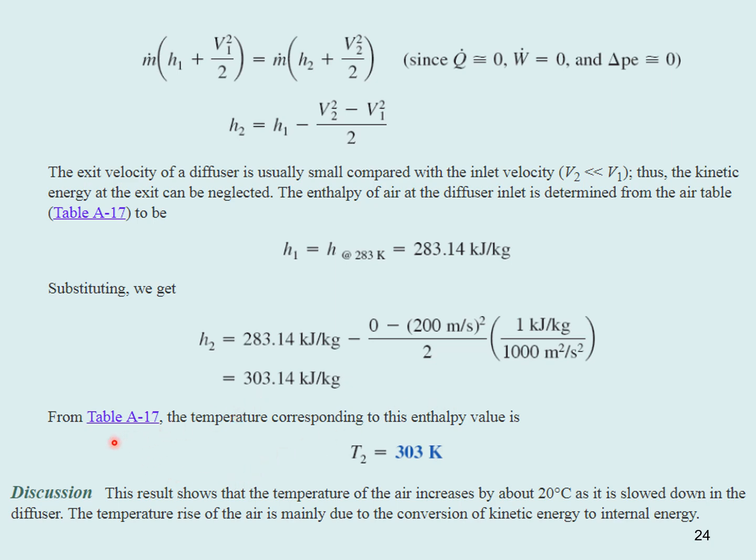So if you look back in table A17, you can look up this enthalpy value and find that the temperature associated with that enthalpy is 303 Kelvin. So what does that mean? Well, it means that the air increased about 20 degrees C as it went through the diffuser.